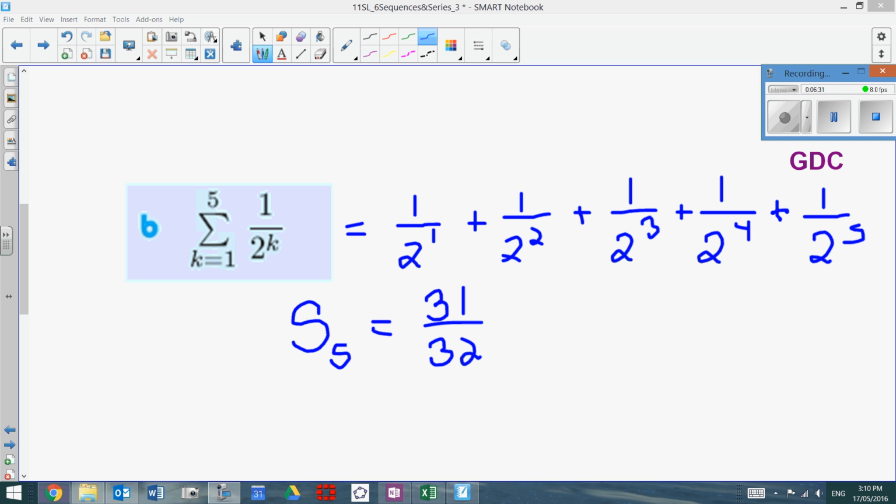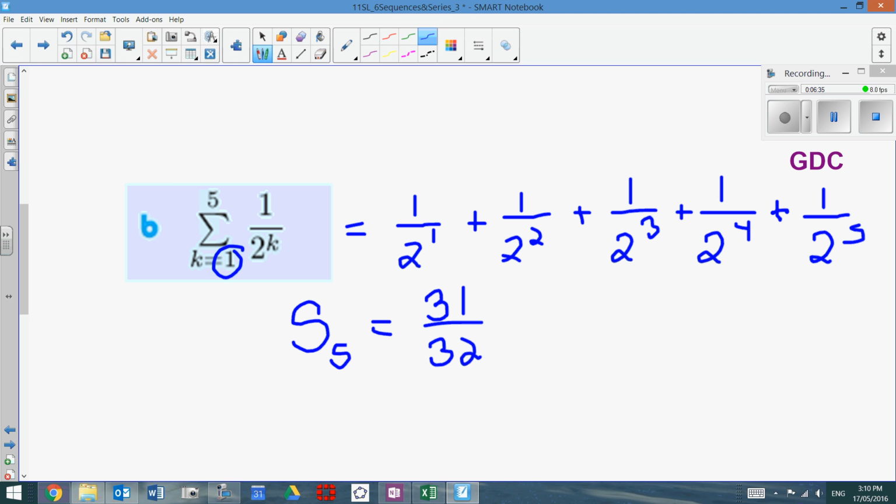All right, guys, so setting this up the same way, we begin with k equal to 1, and we substitute 1, then 2, then 3, then 4, and we end on 5. So this is just a quick way of asking you to add all of the different values together when you substitute in 1 all the way up to 5. So my series of 5 terms is 31 over 32. All right, the sum is going to be 31 over 32.